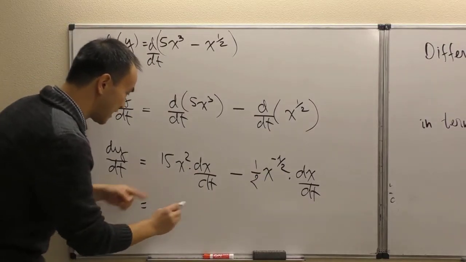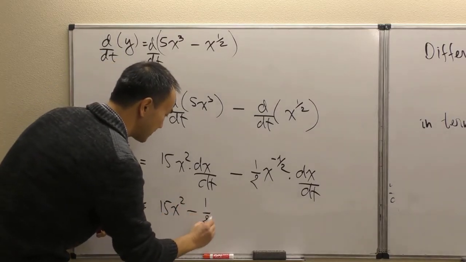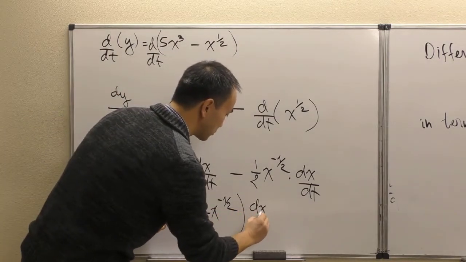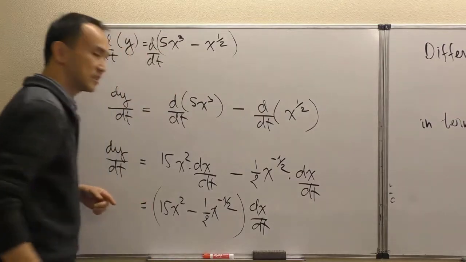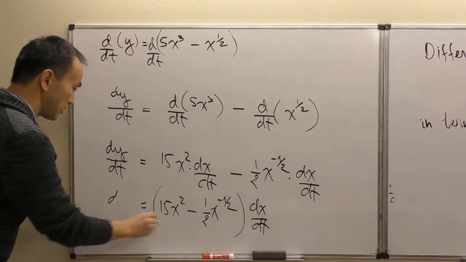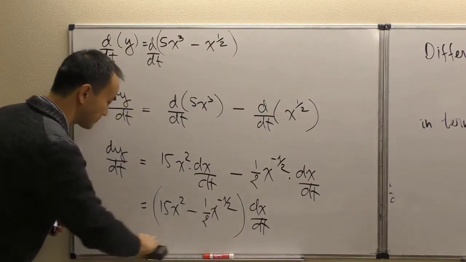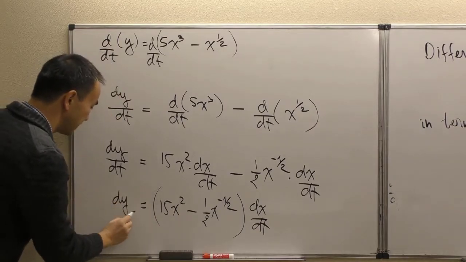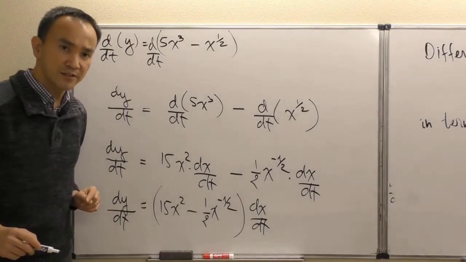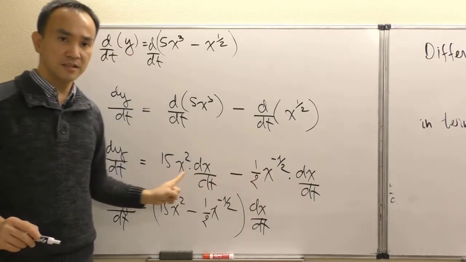I'm going to factor out 15x squared minus 1/2 x to the minus 1/2 power, and then factor out the common factor, the expression dx/dt. It's a rate, and then all of that equals dy/dt on the left hand side. Okay, so this step right here is entirely algebra. Nothing surprising for anyone who is in calculus about factoring a common factor that exists in both terms here.